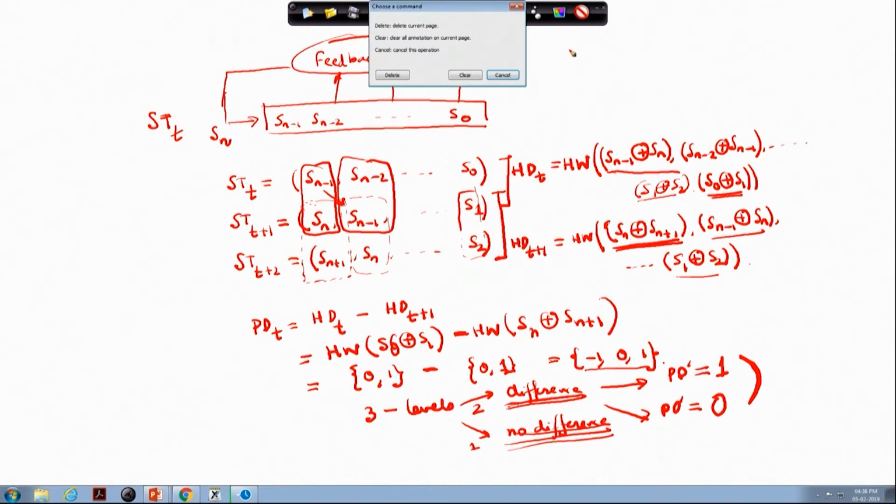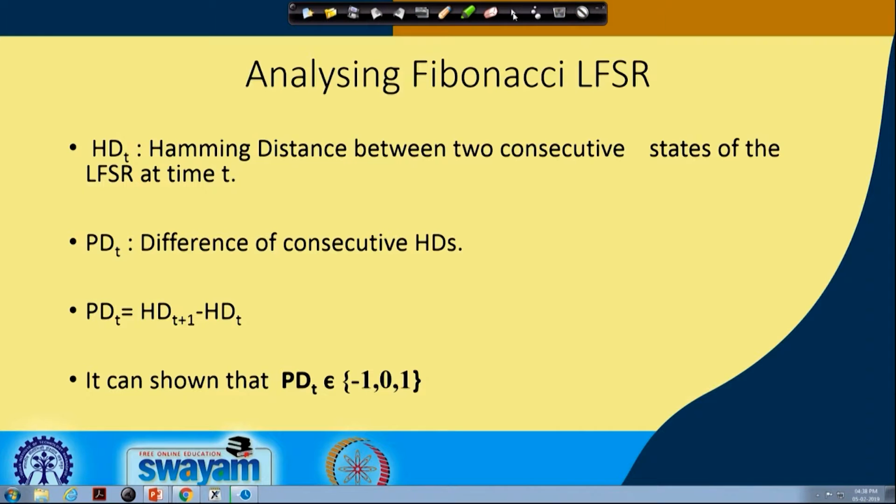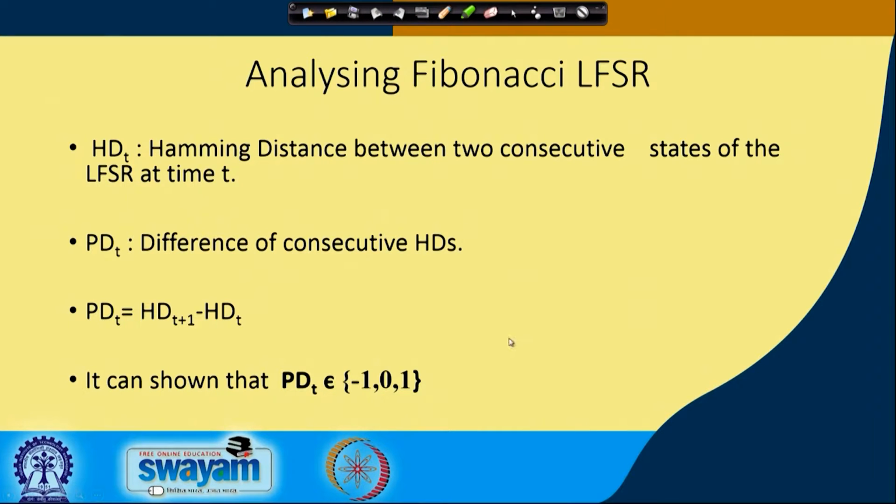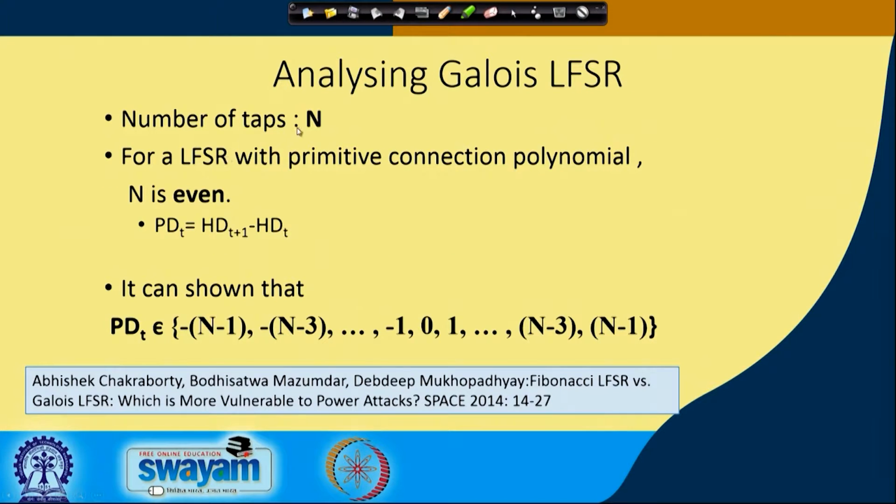So let us see how this PD value looks when we are finding out the same thing for the Galois LFSR. So, in Galois LFSR, if your number of taps is n, and for an LFSR with primitive connection polynomial, then n is even, okay. And in that case, if I define PD dash in a similar way, we can argue that the PDT value can have more levels, okay. Of course, it will have some zero values, but there are more non-zero values, like it can have from minus 1 to minus n minus 1, and likewise it can have from 1 to plus n minus 1, okay.